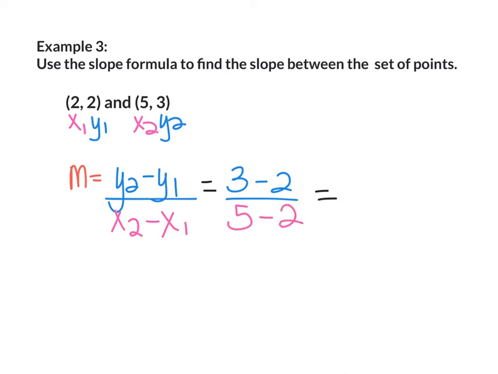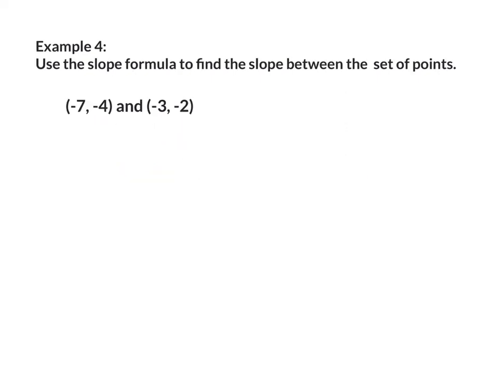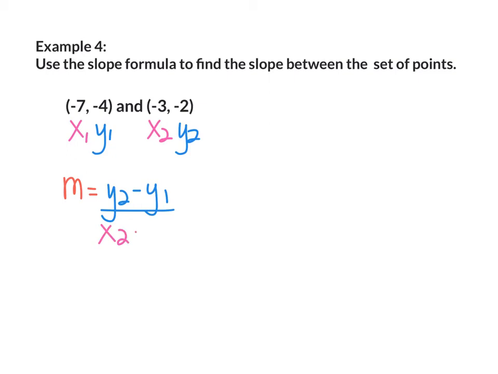So 3 minus 2 gives me 1. 5 minus 2 gives me 3. So my slope is 1 over 3. Example number 4. Use the slope formula to find the slope between the set of points. So first I'm going to label. I have x sub 1, x sub 2, y sub 1, y sub 2. Now I'm going to write the formula for slope, which is m equals y sub 2 minus y sub 1 all over x sub 2 minus x sub 1.